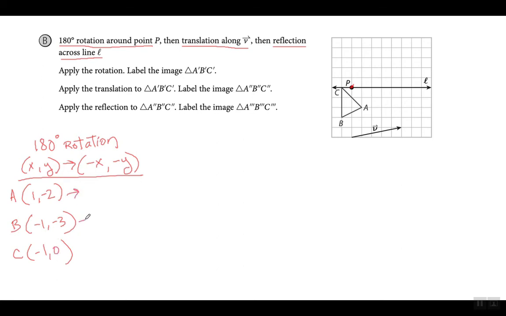Now when I apply this rule, the coordinates would change: A prime would now be at (-1, +2), B prime would now be at (+1, +3), and C prime would now be at (+1, 0). So let me graph that real quick. A prime, (-1, +2). B prime would be at (+1, +3). And C prime would be at (1, 0).